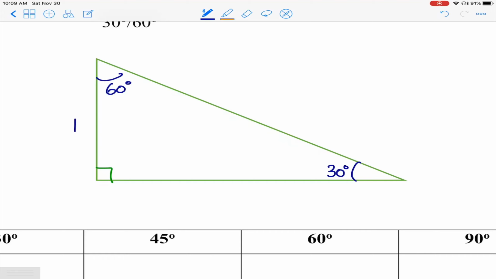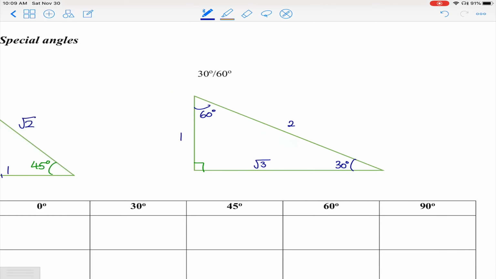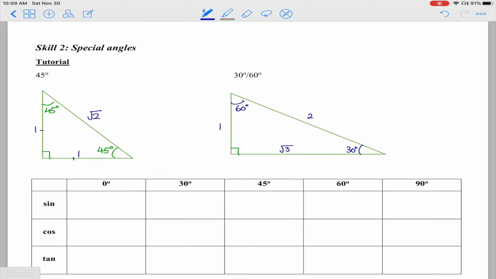The shorter side is 1, the hypotenuse is 2, and using the Pythagorean theorem, the opposite side of the 60 degrees is square root of 3. Now using sine, cosine, and tangent ratios, you can simply use these two triangles to figure out the values.